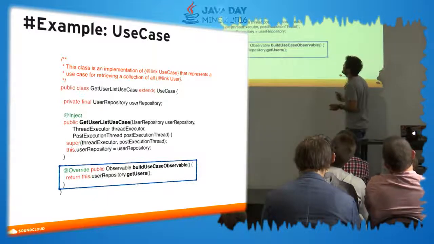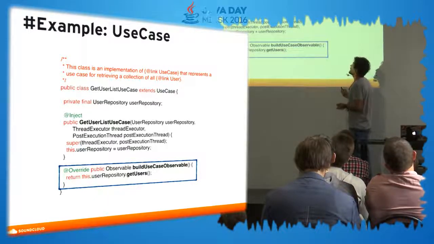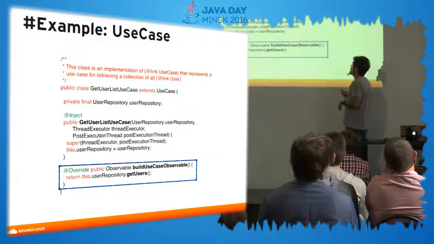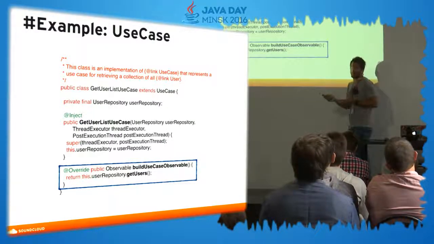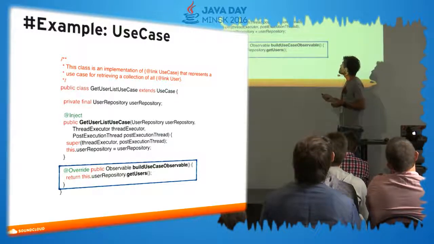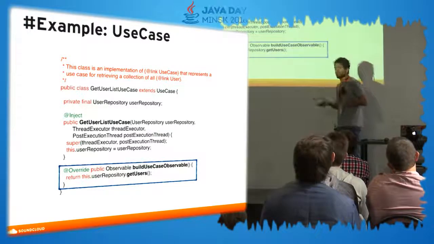So this is my use case. It extends my abstract class use case. And when I build the use case observable, which is going to perform the hard job, I have a user repository as a collaborator for my class. So I'm just saying, give me the users. That's it.